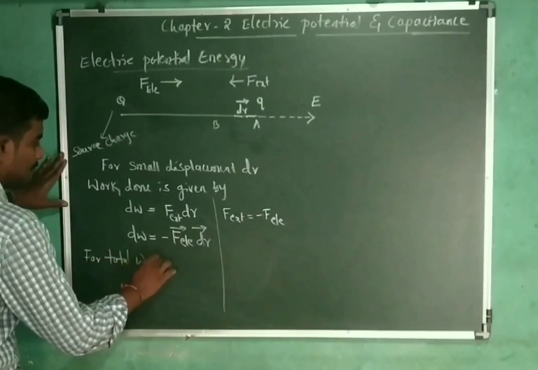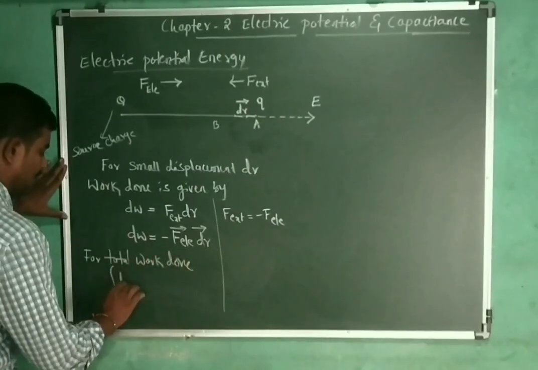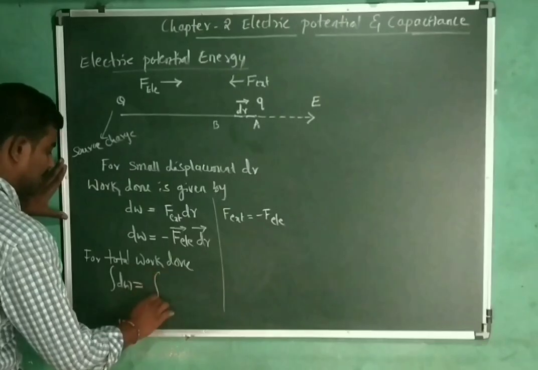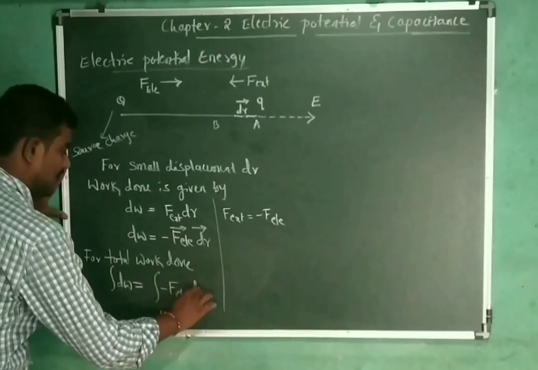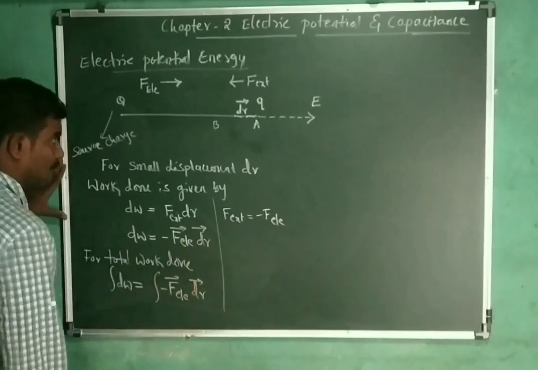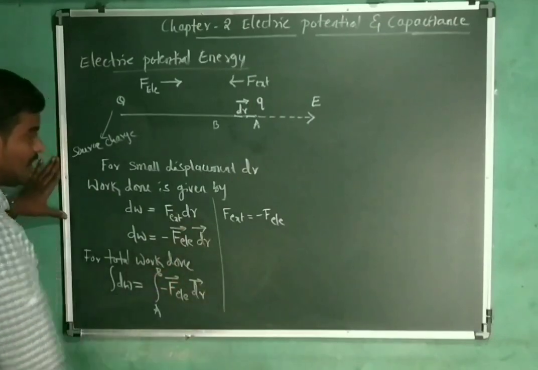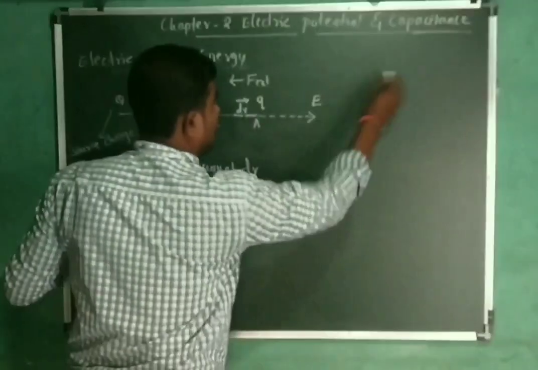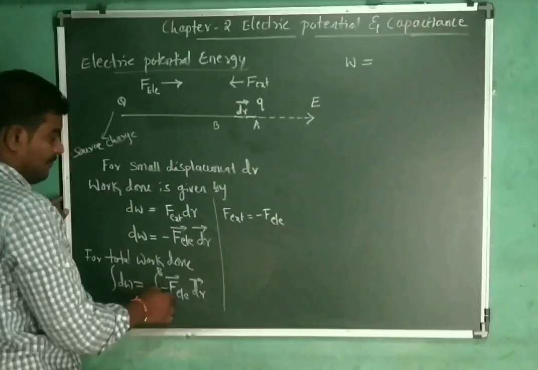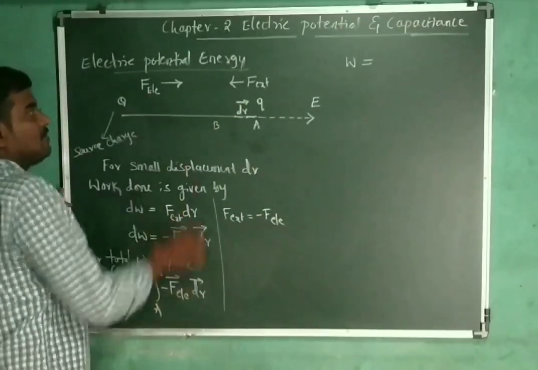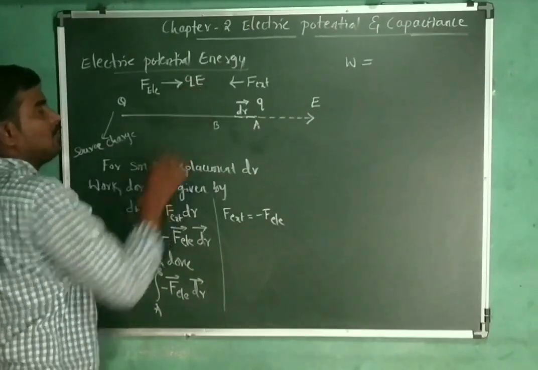And for the total work done, what am I supposed to do? I have to integrate it. Integration of dw is equal to integration of minus F electric into dr, and this integration is from A to B. Integration of dw is W, which is equal to, and F electric, as we know, how much is it? It is Q into E, where E is the electric field and Q is the charge.